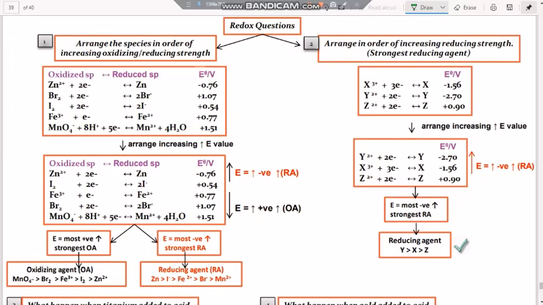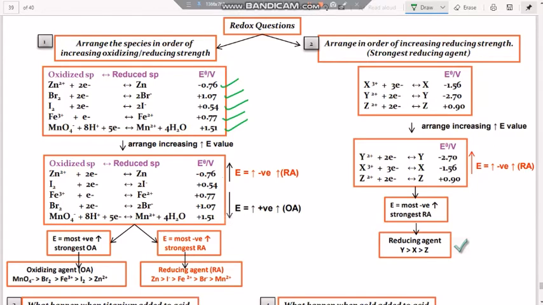Now, what is a redox reaction? It means arranging the species in order of increasing oxidizing and reducing strength. Reduction and oxidation take place in this one. So we have zinc. Zinc reduction potential value is minus 0.76. Bromine is plus 1.07. Iodine plus 0.54. Iron plus 0.77. Manganese that is plus 1.51. That means when you arrange these in increasing E naught values, first zinc will come, because it is very less, up to manganese.